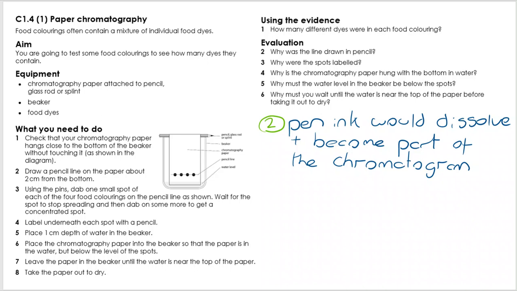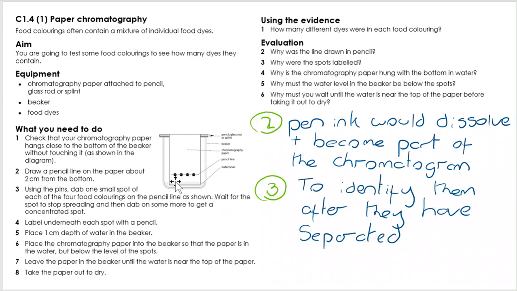Why did we label the spots? This is a purely practical thing. We want to know, after our dots have spread out up the page, what it is that's separated. We're just making it as clear as possible. We're adding that clarity to make sure we know what it is that we are investigating.